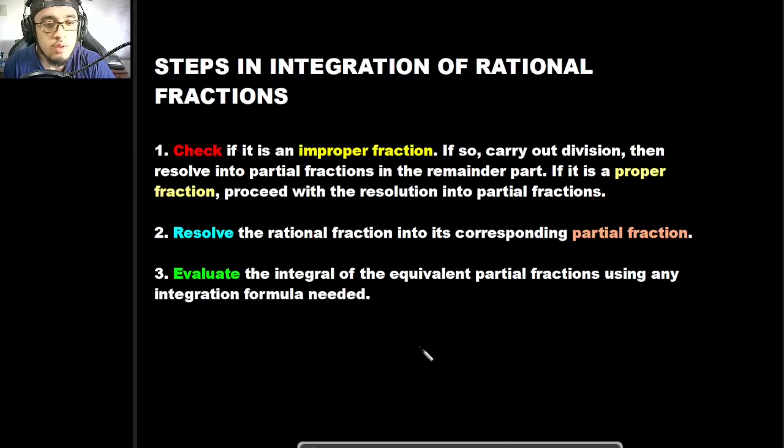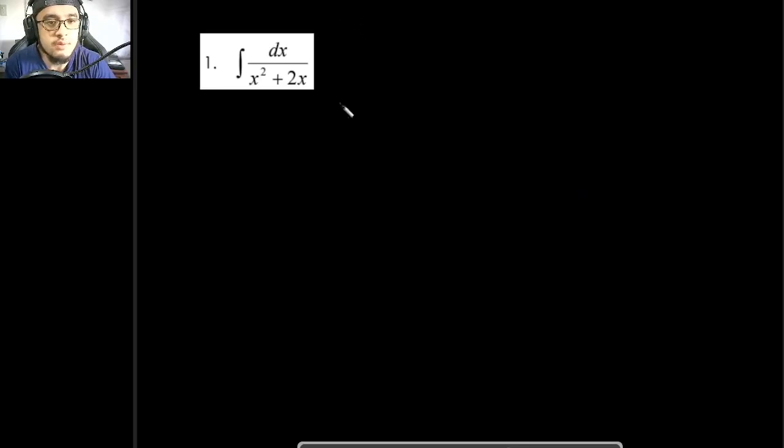So let's just do this example instead. Given this equation, we would be getting the integral of dx over x squared plus 2x. What we would be doing first is to check if this fraction is a proper or an improper fraction. And like what I have said earlier, this one is a proper fraction. Thus, we will proceed right away to resolving the rational fraction into its corresponding partial fraction. But for us not to get confused, I would focus first on the integrand part.